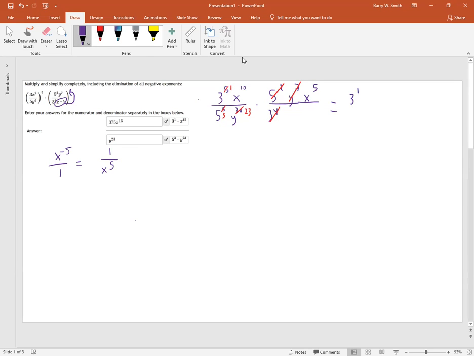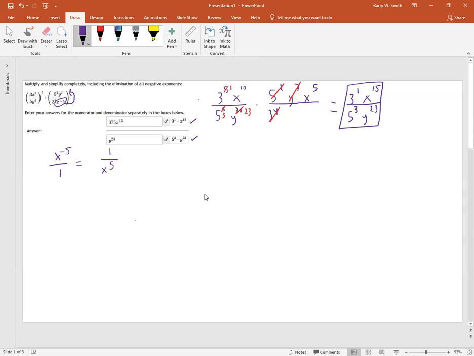Now we have x to the 15 times x to the 5. So we add our exponents. So that'd be x to the 15 over. Now we have 5 to the 3rd. And we have y to the 23. And everything else is canceled. And so that should be our final answer. And if we look here, we have the numerator and we have the denominator. So that looks good.